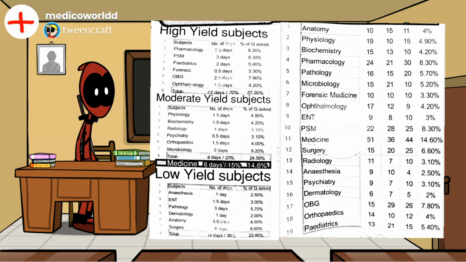Look, these are the high yield subjects, moderate yield subjects, and low yield subjects, and preparation and planning accordingly will give you great success in your entrance examinations. Go first for high yield subjects, then moderate yield subjects, and then low yield subjects. And medicine is always the king subject for all entrance test examinations.